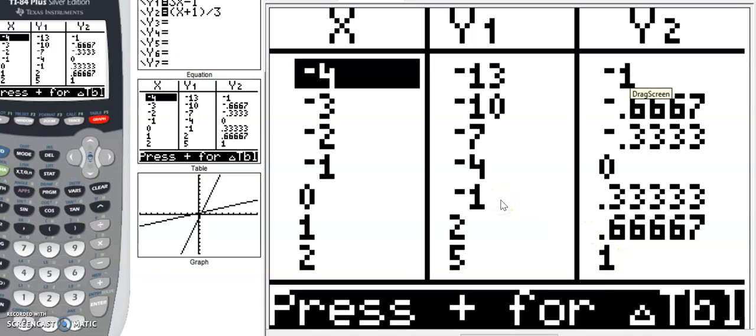Now, what I was saying was we have to be careful and we have to understand that we're looking for pairs and then the switching of those, right? So for instance, if I look at this coordinate point right here, -4, -13.